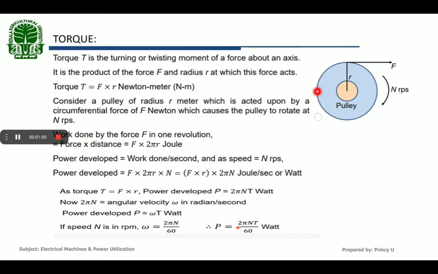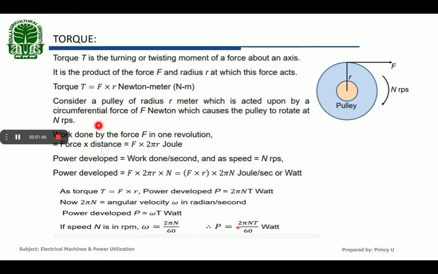Just consider a pulley of radius R meter, which is acted upon by a circumferential force F Newton. Okay, force unit is Newton and R is the radius in meter. So let us consider a pulley or drum with a particular radius R, and a force acting on its circumference, which is of magnitude F. The product of this force into radius will give you the torque in Newton meter. Okay, so torque is represented as T is equal to F into R Newton meter.